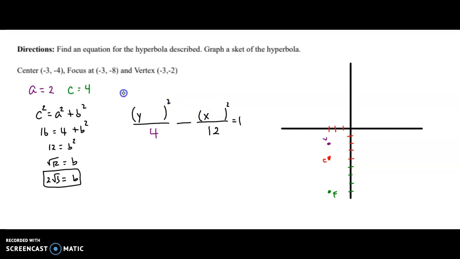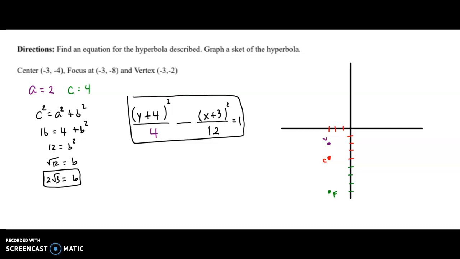Now, since the center was at -3, -4, this is going to be y plus 4 squared, and then x plus 3 squared. And there's the equation. So now we need to graph this.